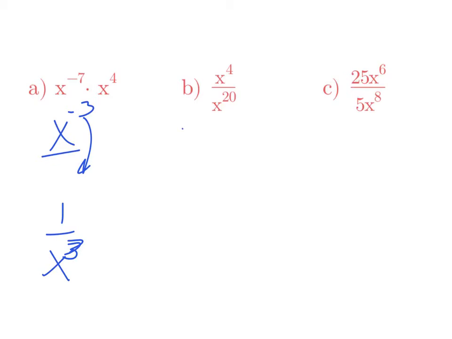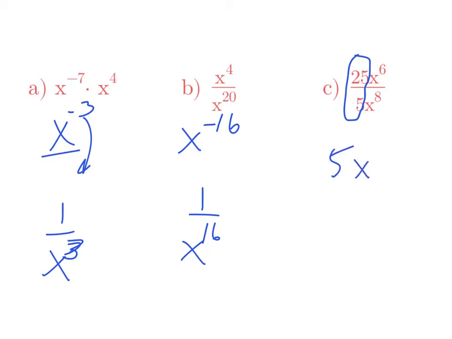All right, this one I subtract first. 4 minus 20 is negative 16. So that means I've got to slide it down because we can't have negative powers. 1 over x to the 16th. Okay. This one again, think about the numbers separately from the variables. 25 divided by 5. That's easy, right? That's 5. Okay, so I get 5.